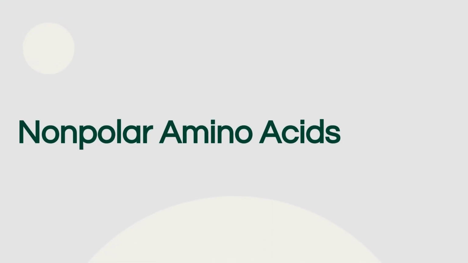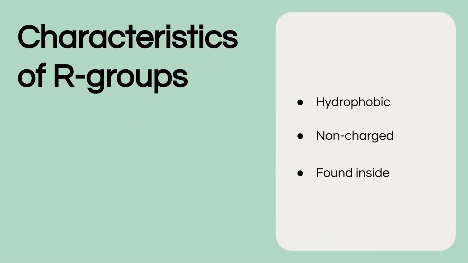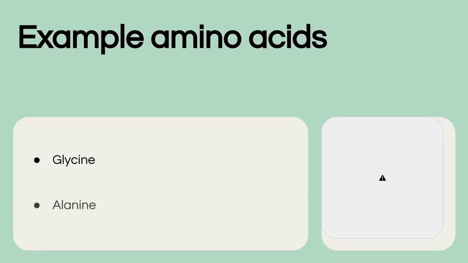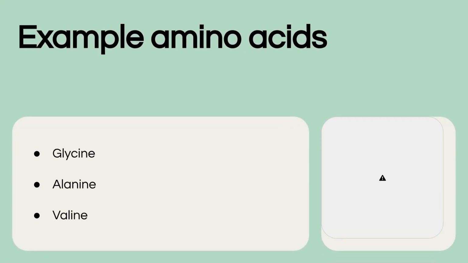Let's start with nonpolar amino acids. These are often hydrophobic, meaning they shy away from water. Nonpolar R groups typically contain hydrocarbon chains or rings. They are non-charged and tend to cluster in the interior of folded proteins, away from aqueous environments. Examples of nonpolar amino acids include glycine, alanine, and valine. Their R groups are simple and neutral.